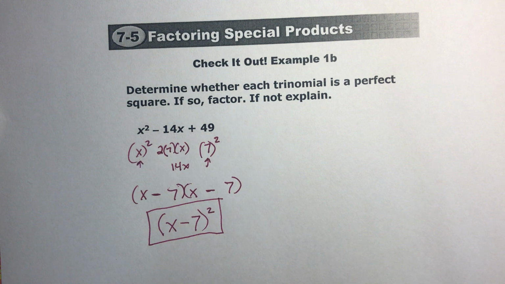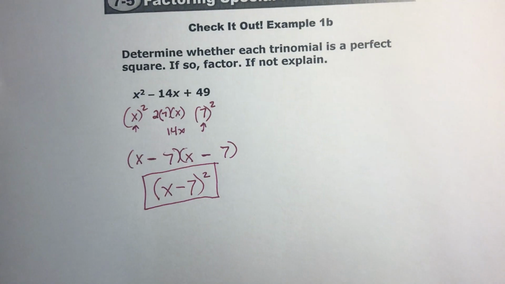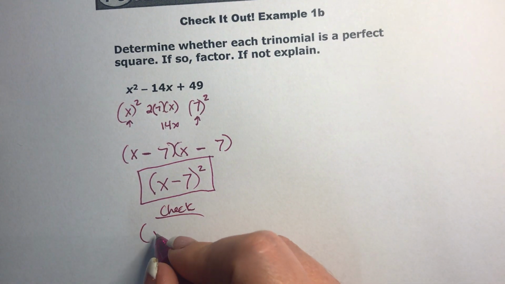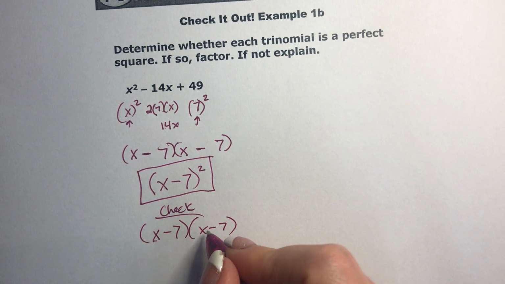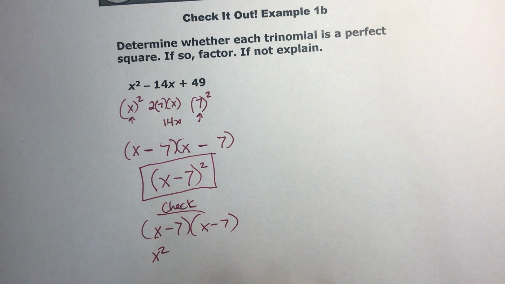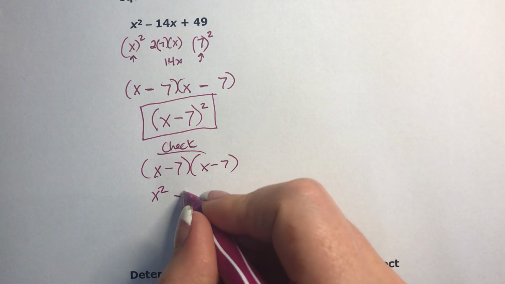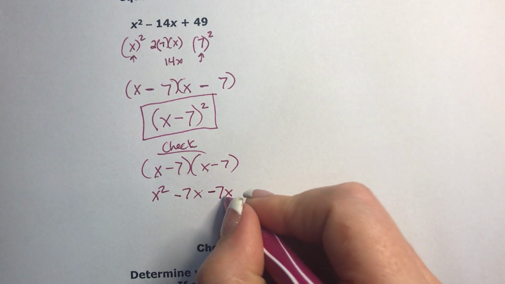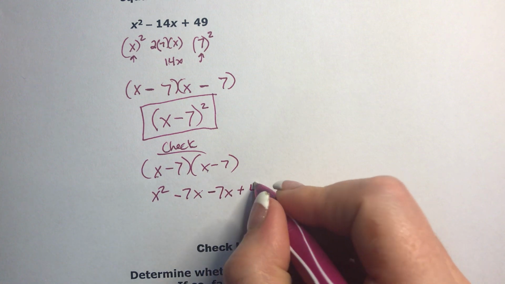Let's go ahead and check it, though. Okay, so to check it, we do this. x minus 7, x minus 7. Our first is x times x, which is x squared. Our outside is x times negative 7, which is negative 7x. Our inside is negative 7 times x, which is negative 7x. And then our last is negative times negative, which is a positive. 7 times 7 is 49.